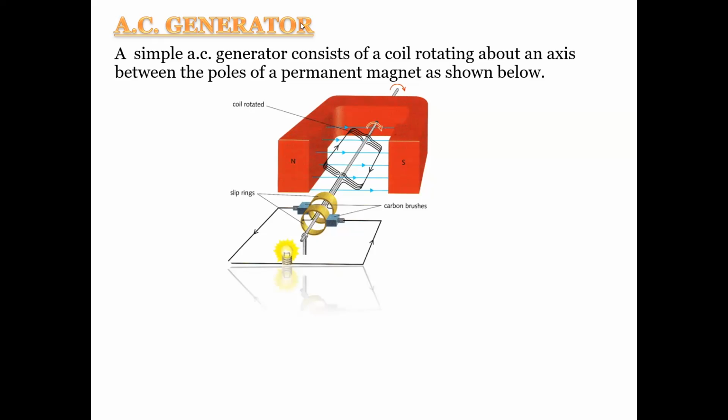increasing the number of turns, like using more wire in the magnetic field, and increasing the rotation speed means moving it faster.